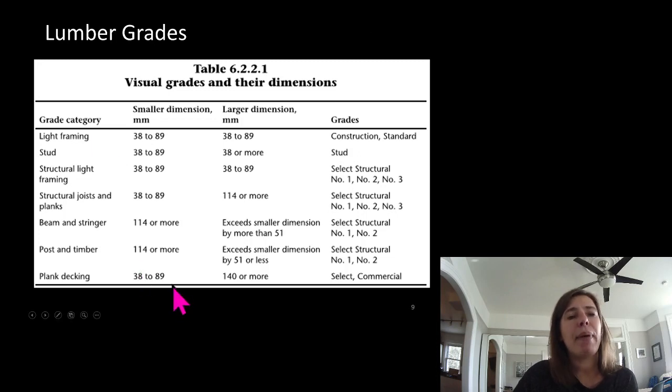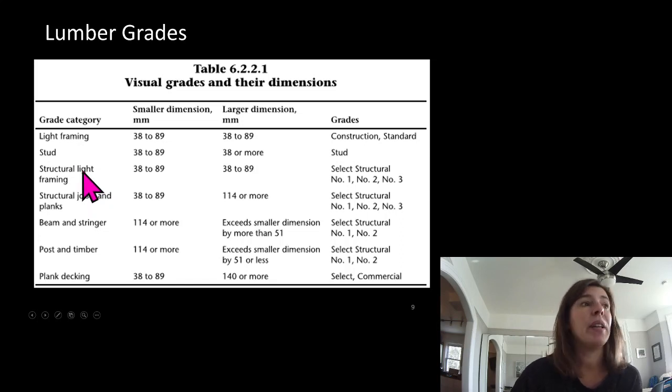It was an 89 by 89 post. So anything with a dimension 38 to 89 is the smaller dimension. Well, it was 89 by 89. So that is any of these with a larger dimension of 89 or less. So that could be structural light framing or light framing. But it said it was a number 1 or a number 2 material. So that leaves this category here. So we'd be looking at structural light framing, or basic housing framing, essentially.